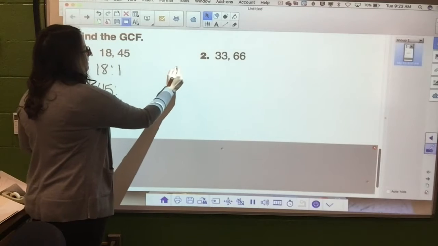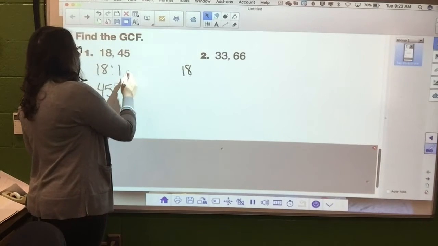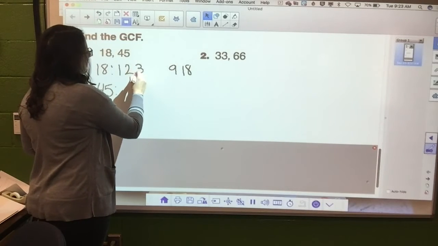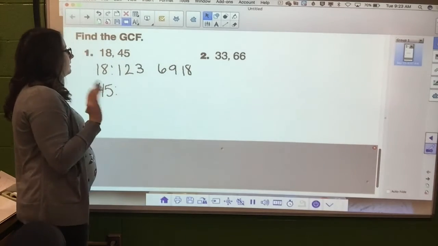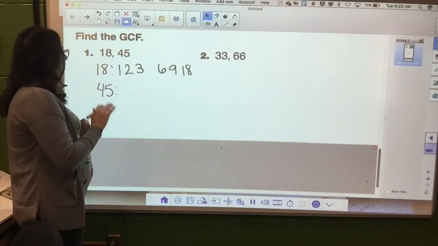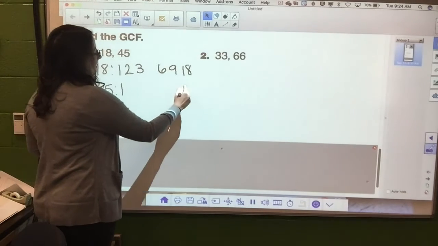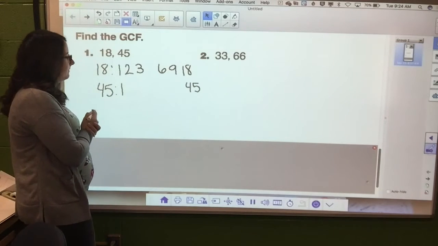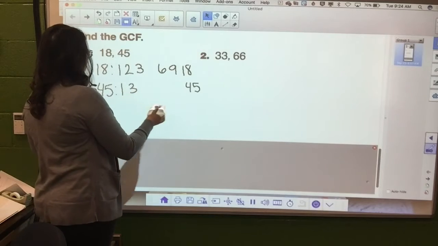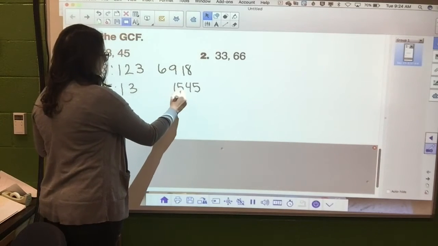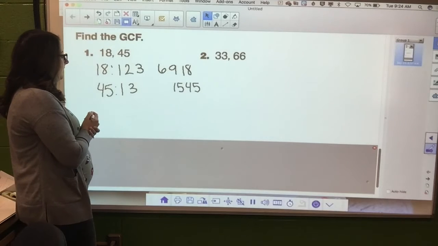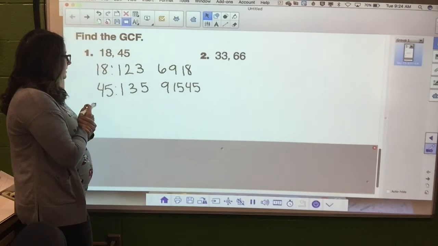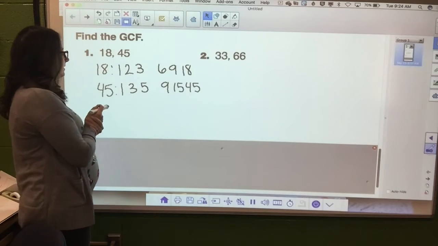We have 1 and 18. We have 2 times 9. We have 3 times 6. Nothing times 4, nothing times 5. For 45, we have 1 and 45. Nothing times 2 because it's an odd number. 3 and 15. Nothing times 4. 5 times 9. Nothing times 6. Nothing times 7.